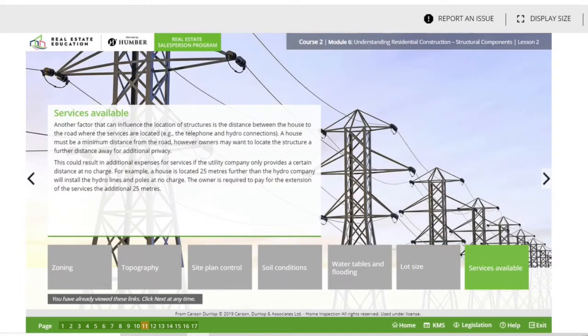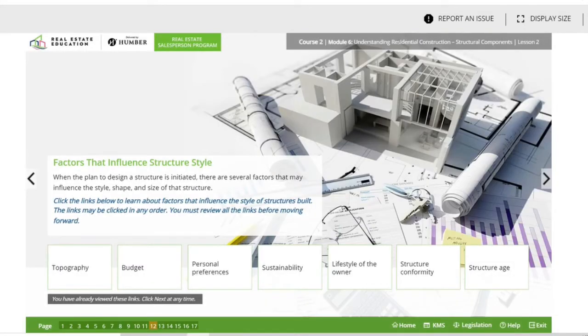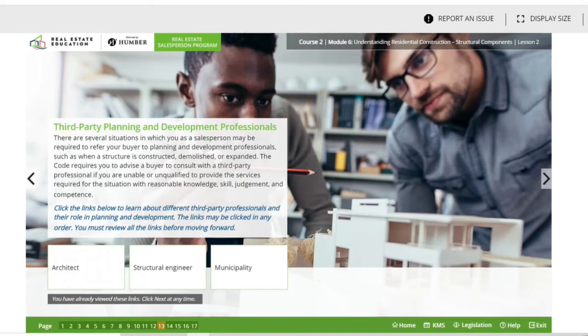Services available. Another factor that can influence the location of a structure is the distance between the house and the road where the services are located, for example, the telephone and hydro connections. A house must be a minimum distance from the road. However, owners may want to locate the structure a further distance away for additional privacy. Factors that influence structure style: topography, budget, personal preference, sustainability, lifestyle of the owner, structure conformity, and structure age. Pretty much sums it up. Three professionals involved are architect, structural engineer, and municipality.